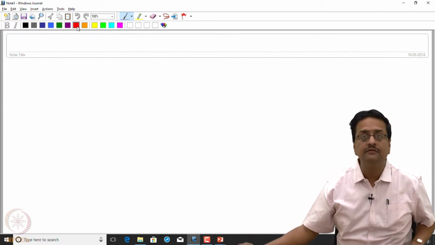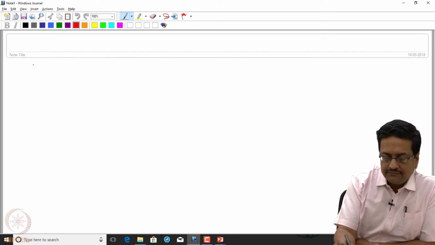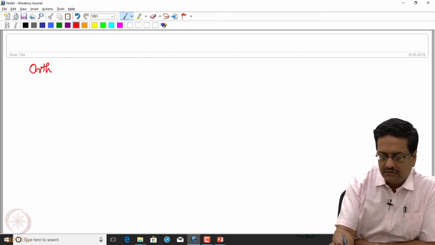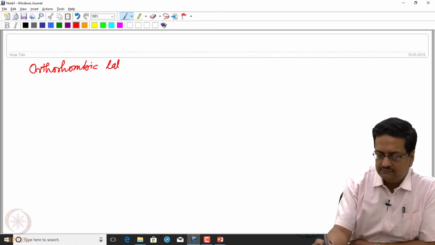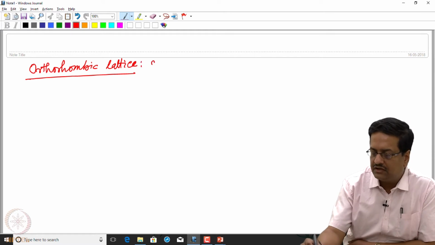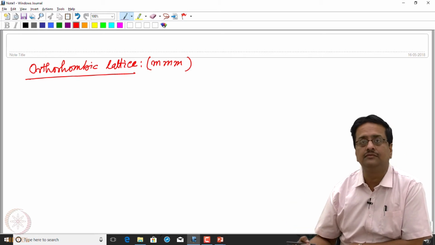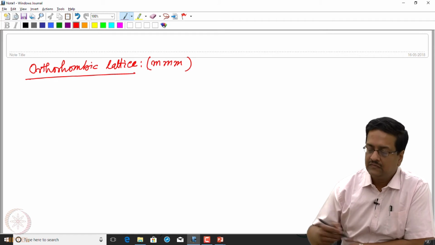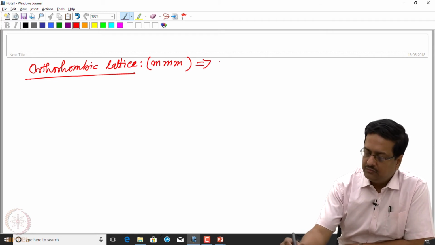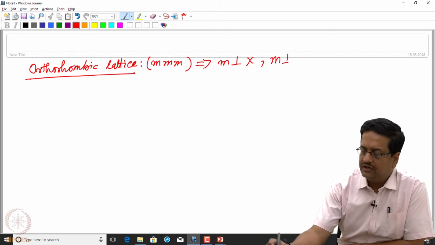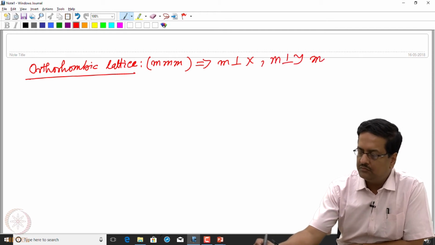For orthorhombic system, what we have in case of orthorhombic lattice, the symmetry that we have is MMM, that is the Laue symmetry of orthorhombic system. What does it mean? It means a mirror perpendicular to x, a mirror perpendicular to y, and a mirror perpendicular to z.